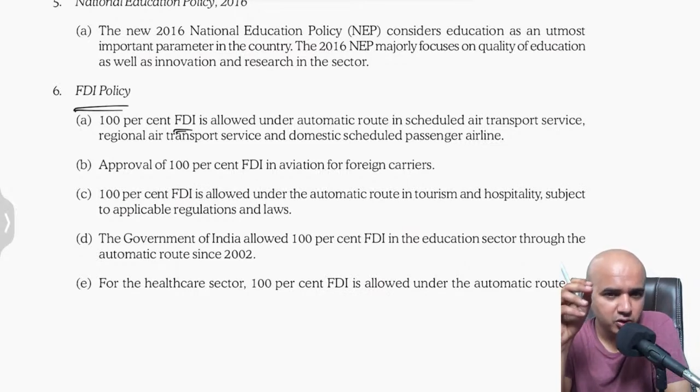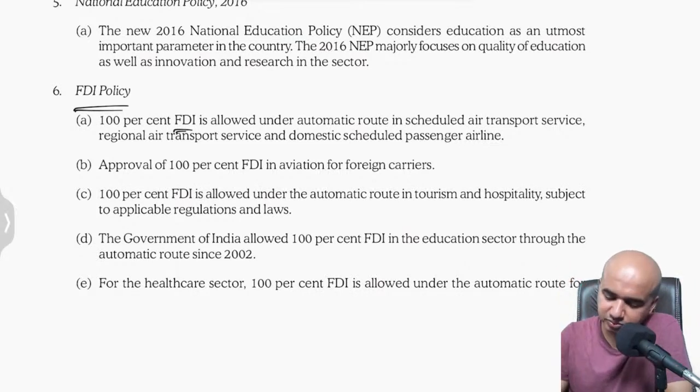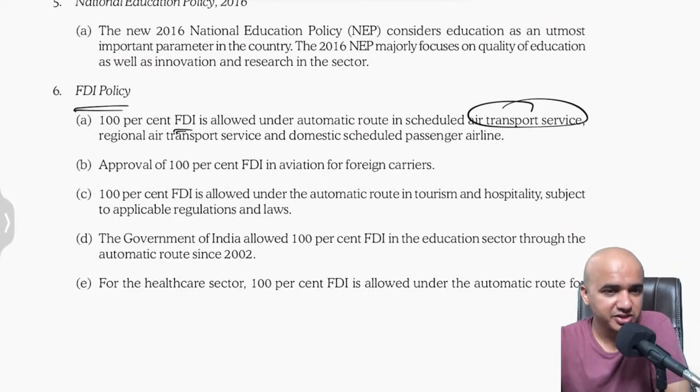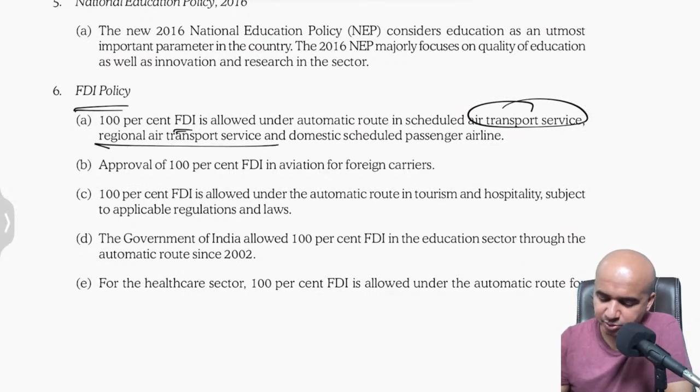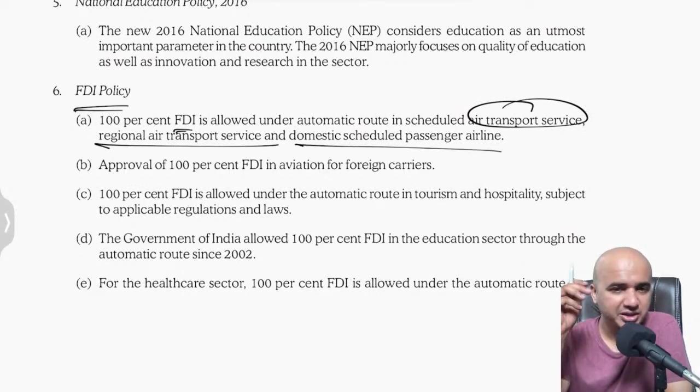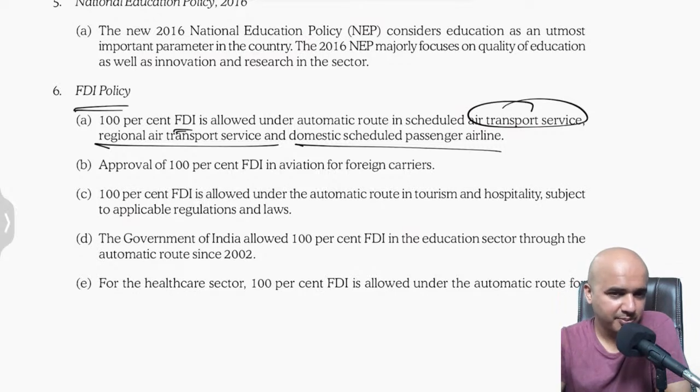100% FDI is allowed under the automatic route in which categories? Scheduled air transport service, regional air transport service, and domestic scheduled passenger airlines. Basically, if you want to invest in airlines, or if you want to start an airline company, you can get 100% FDI. Okay.